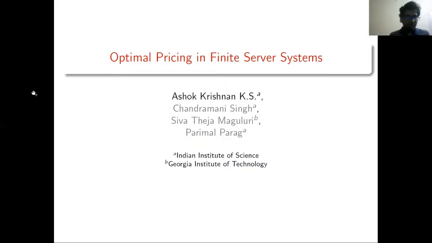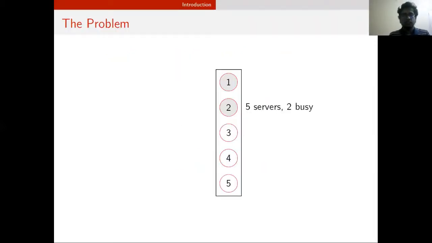So our work is basically concerned with pricing of servers. If you have a server farm, how will you price the servers optimally? To illustrate the problem that we're considering, let's consider an example.